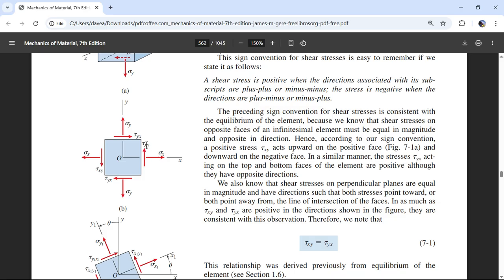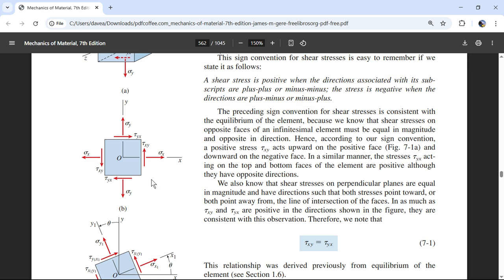If we did it the opposite, we would have to say, hey, if I had a positive x face, then if this was in the negative y direction, we could call that positive shear, but you can see how this is a pretty good convention. And again, this shear is trying to rotate it clockwise, and this is a positive shear. This shear is trying to rotate it counterclockwise, and this is a positive shear. So we can't use the idea of rotating something in a particular direction to indicate positive shear when it comes to this.